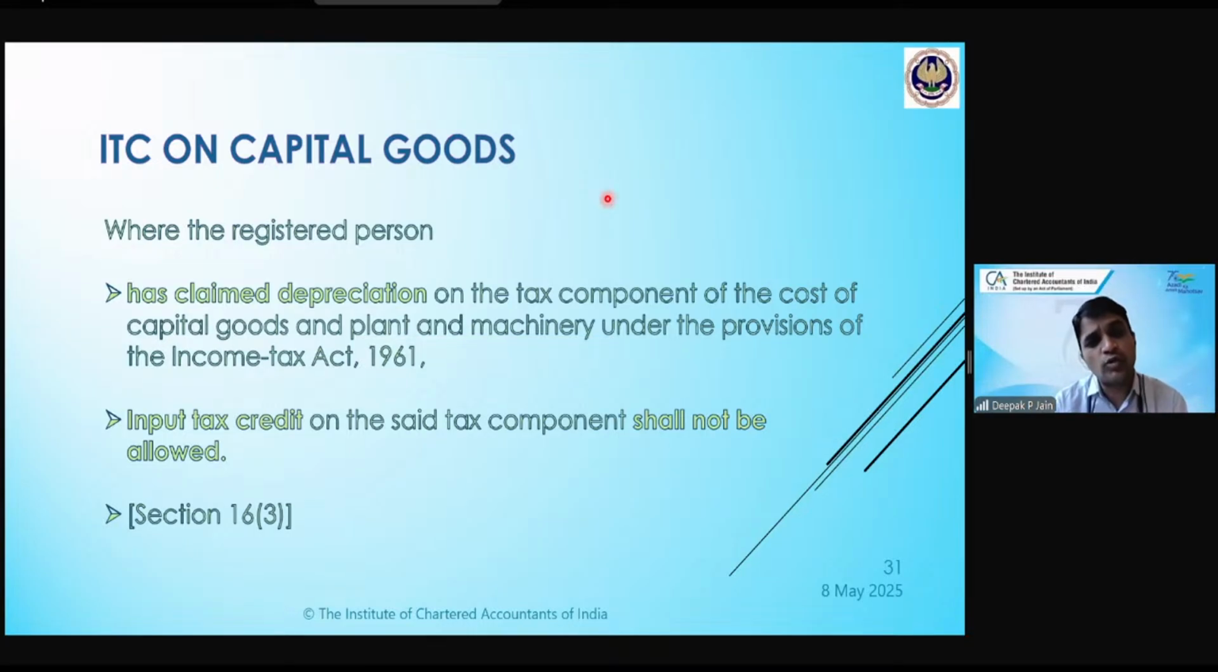How much credit is allowed? The full 18,000 is allowed. Even though you will use the asset for a period of 5 years, you will get full credit on the first purchase itself. But if you do not utilize it, then you have to reverse it. When and how much to utilize or reverse, that we will discuss.